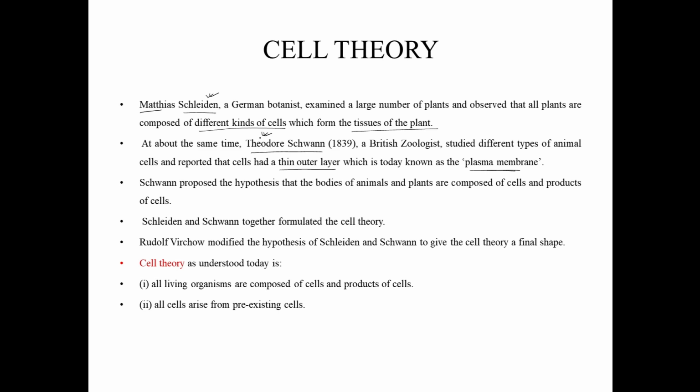Later another scientist known as Rudolf Virchow gave the final cell theory. Now according to this cell theory, we can say that all living organisms are composed of cells and products of cells, and all cells arise from pre-existing cells, right? So these are the basic two postulates of the cell theory.